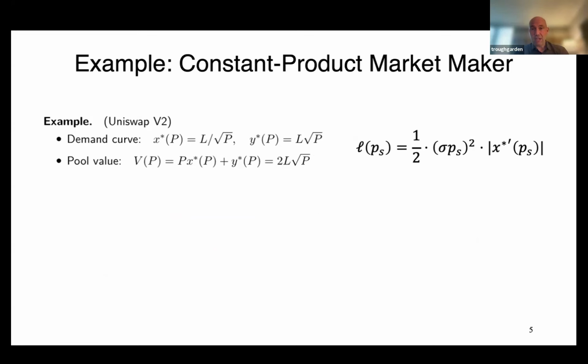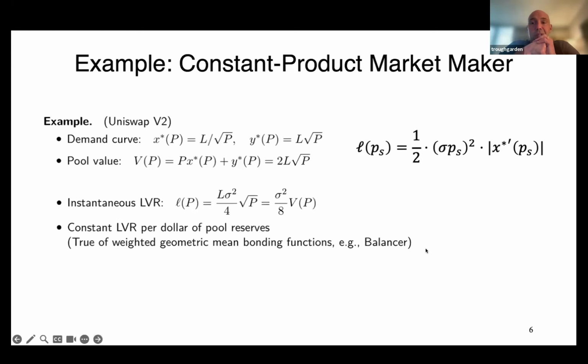So the demand curve is L over square root of P. So we take the derivative of that. What are we going to get? We're going to pick up a minus 1/2, and then the root P on the bottom is going to become a P to the 3/2. Okay. So this thing on the right, once you take the absolute value, that's going to be 1/2 capital L over P to the 3/2. We're multiplying that by a P squared. So that 1 over P to the 3/2 is going to become a square root of P. And then we're also going to pick up that sigma squared.